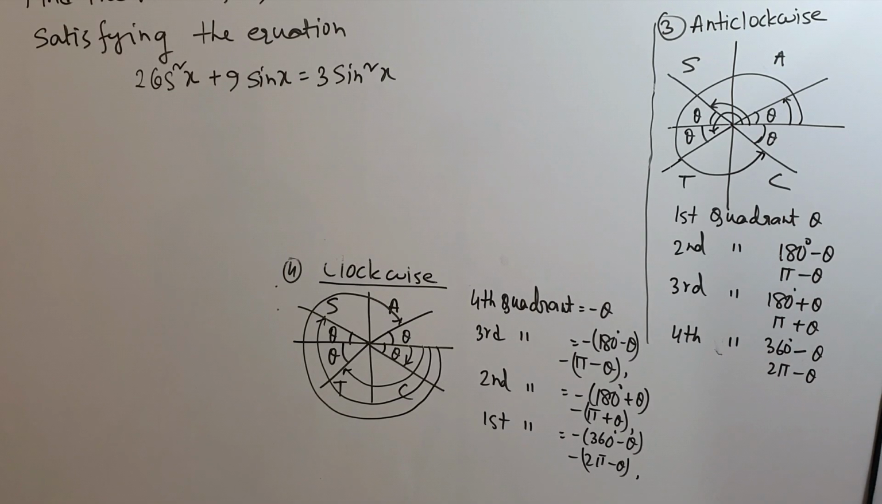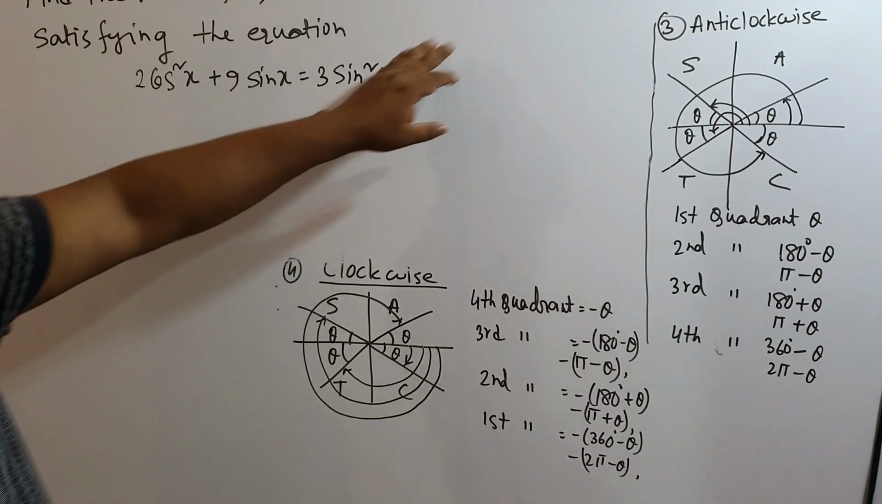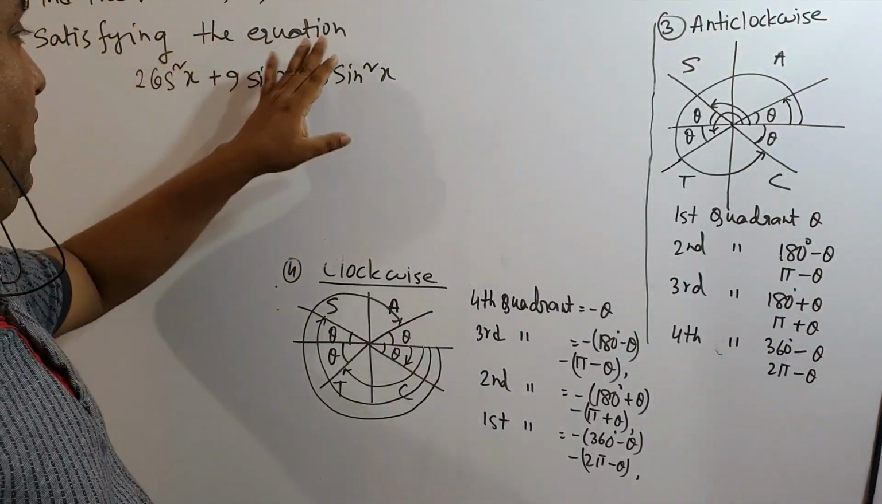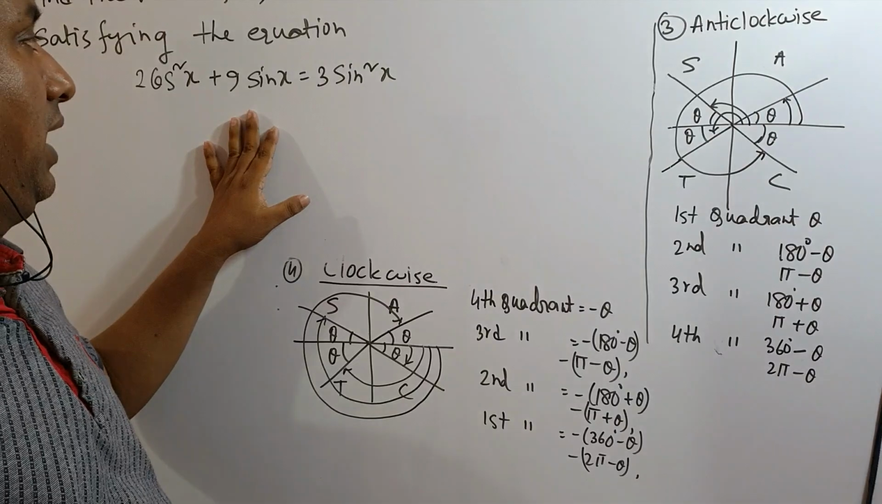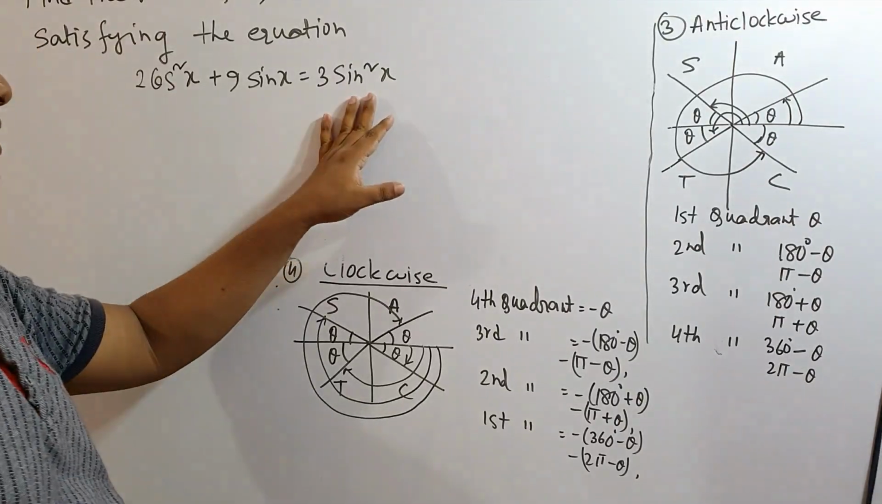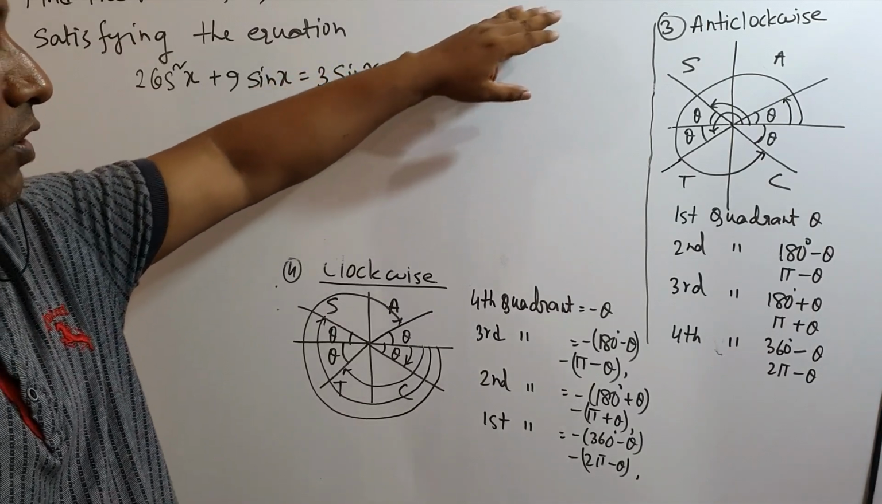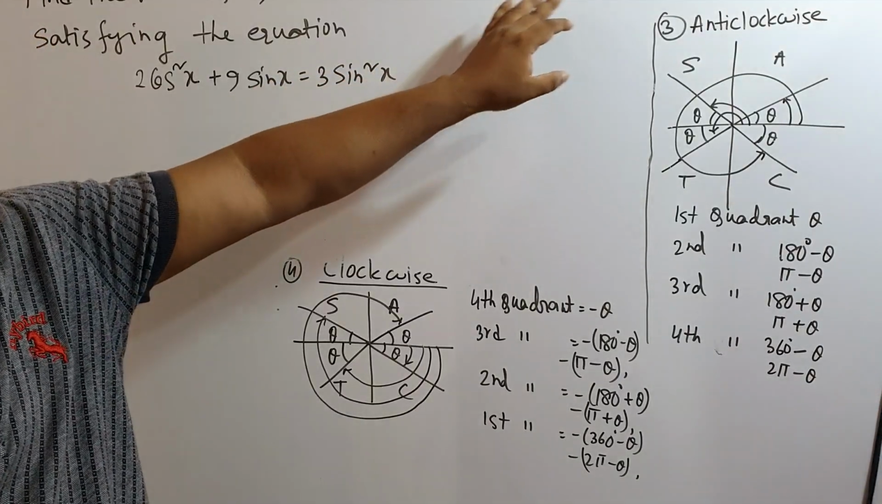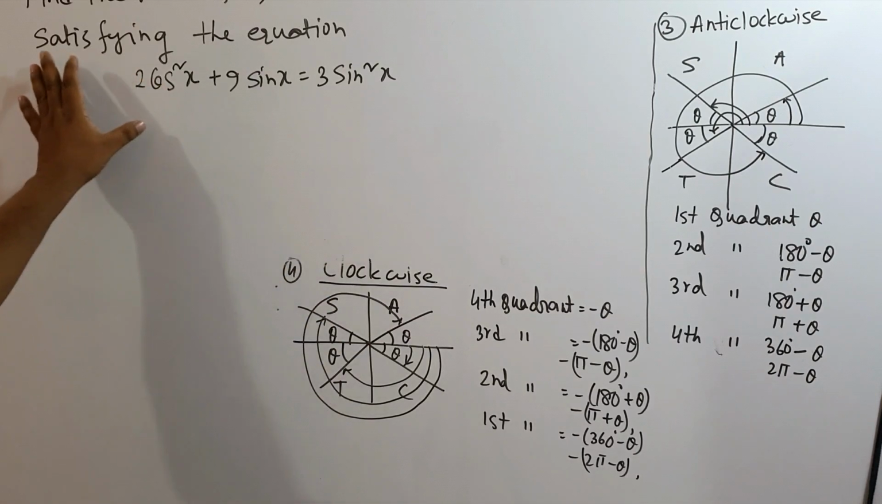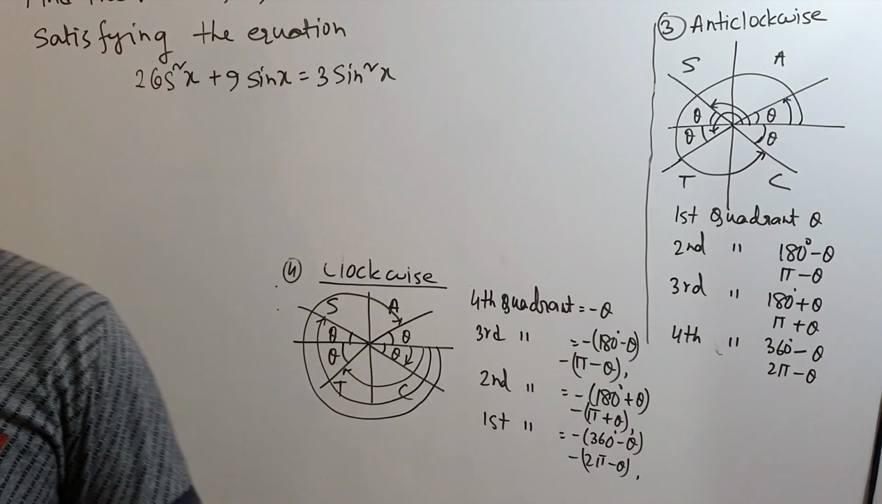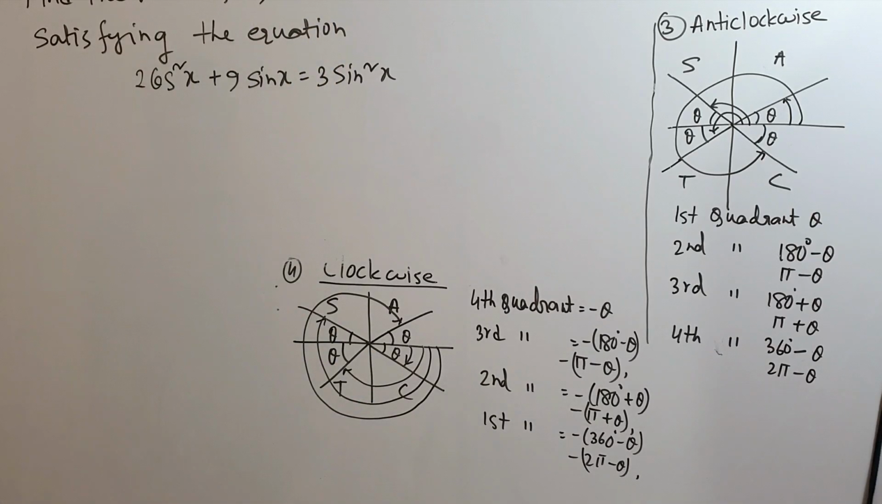Now see this one: find the value of x in the interval minus pi less than or equal to x less than or equal to pi, satisfying the equation 2 cos square x plus 9 sin x equals 3 sin square x. So how can you solve this one? First of all, the interval is given in radian, and then we need to change using the identities.